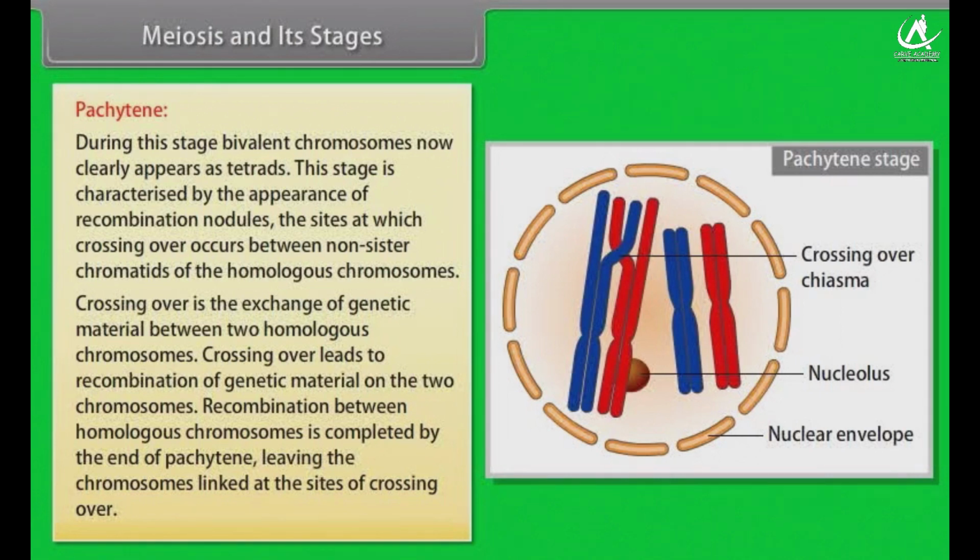Crossing over leads to recombination of genetic material on the 2 chromosomes. Recombination between homologous chromosomes is completed by the end of pachytene, leaving the chromosomes linked at the sites of crossing over.